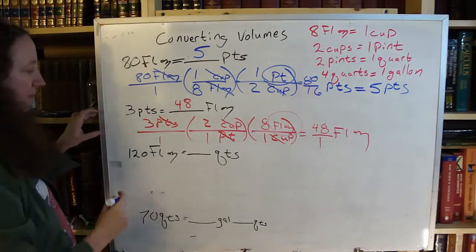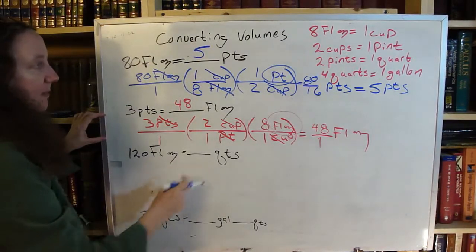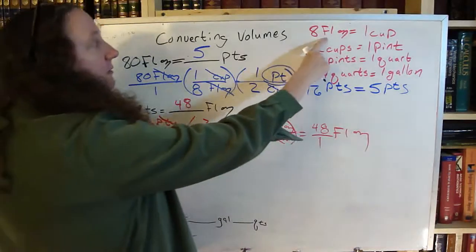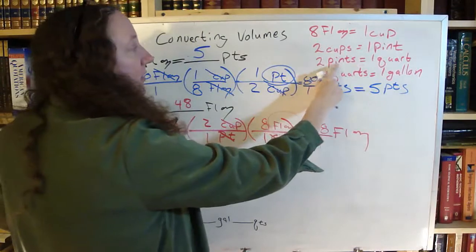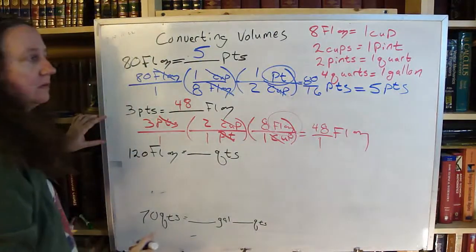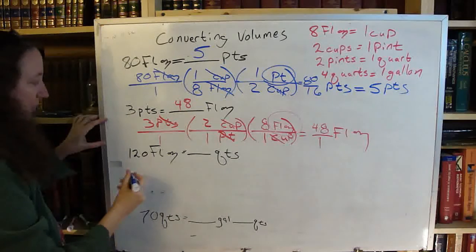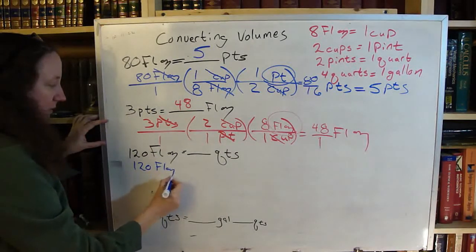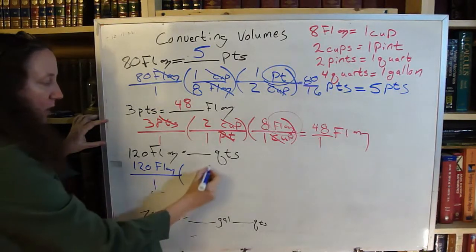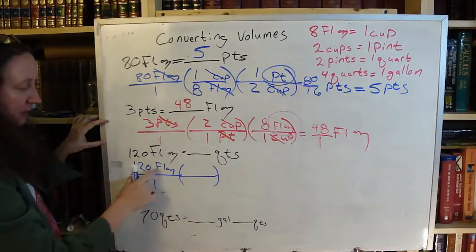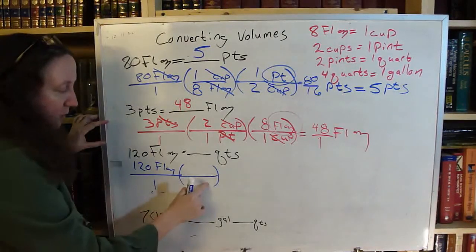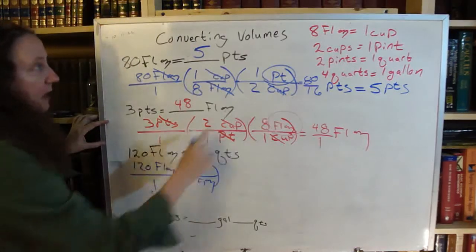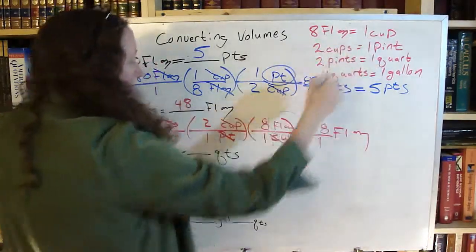Third example. 120 fluid ounces is how many quarts? Well, now we have even more steps to go through. Fluid ounces, to cups, to pints, and finally to quarts. So I start with my 120, put it over 1. Open my first conversion factor. Fluid ounces is on the top. I put it on the bottom so it can cancel. I can go from fluid ounces to cups.